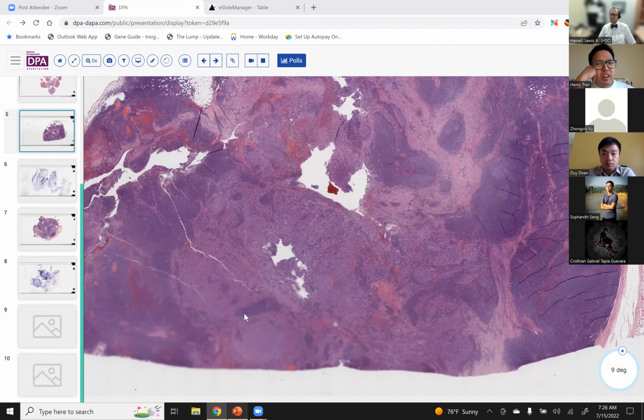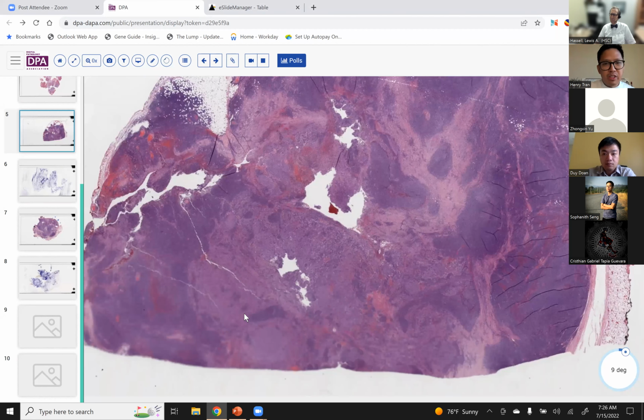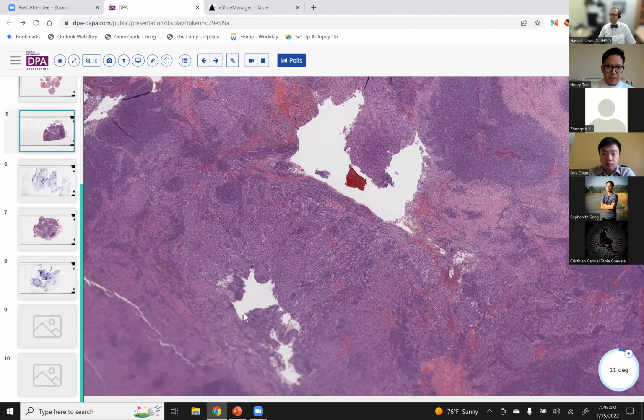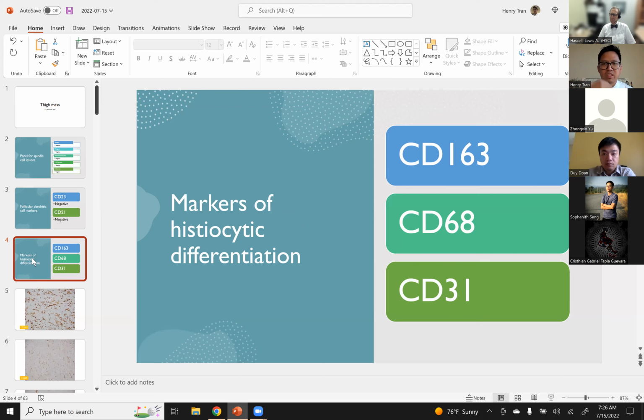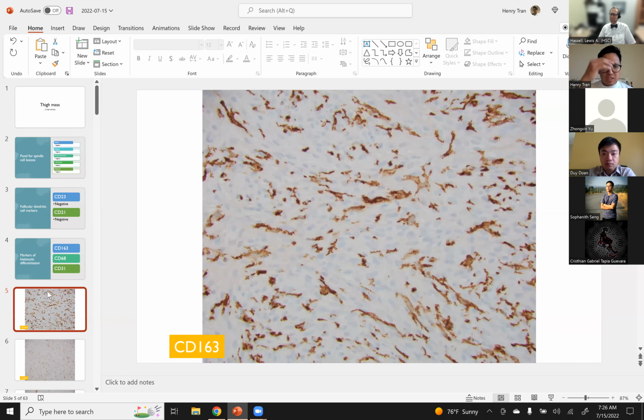Other things that can cause expansile spindle cell or epithelioid cell proliferations within a lymph node would be a histiocytic proliferation. So we followed that up with some histiocytic markers: CD163, CD68, and CD31, which is usually used as a vascular marker, but it's also kind of underrated as a histiocytic marker because histiocytes also express CD31. So this is CD163. It looks like it's highlighting a lot of the histiocytes within the tumor, but the tumoral cells actually look negative.